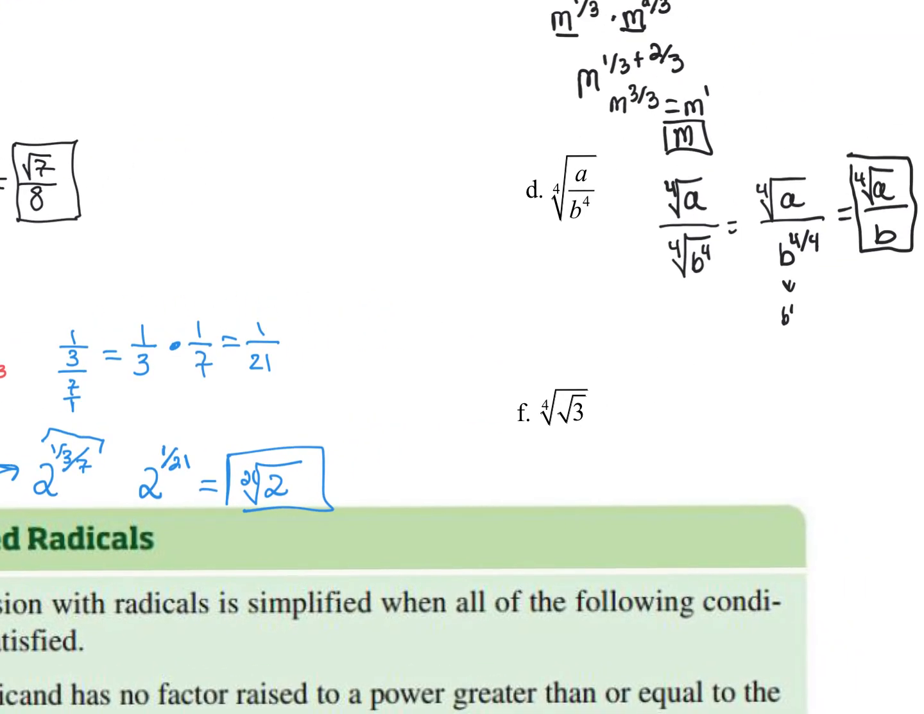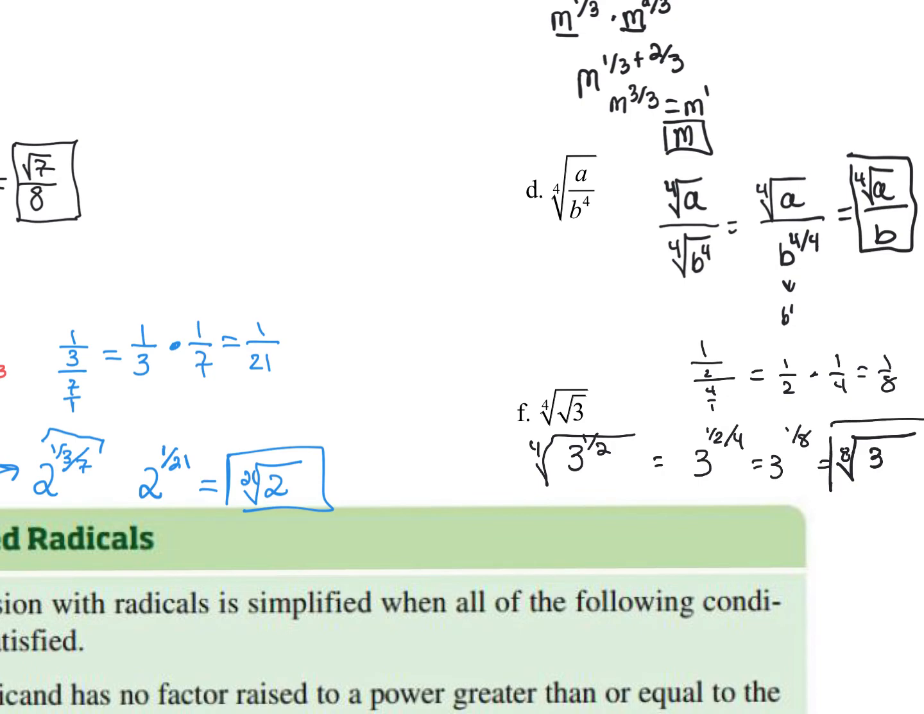So let's try letter F, same idea. I'm going to get 3 to the 1/2 power, and then the 4th root of that. So that's going to be 3 to the 1/2 divided by 4. 1/2 divided by 4 over 1 gets me 1/2 times 1 over 4. It's 1/8. So it's the same thing as 3 to the 1/8 power, which I can write in radical form as the 8th root of 3 to the 1st.